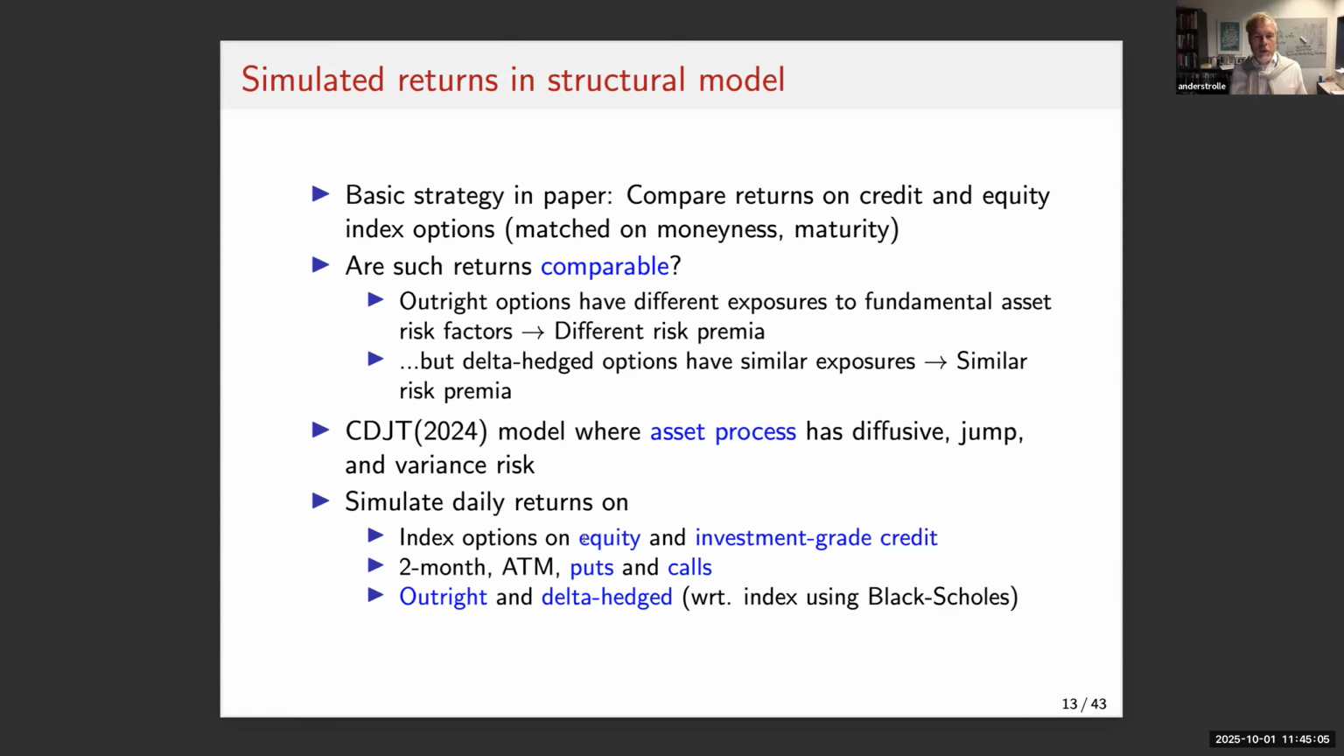So this is what we do in our empirical analysis. Of course, we do not observe the underlying asset process. We just observe the value of the underlying index. So we compute the delta with respect to that.